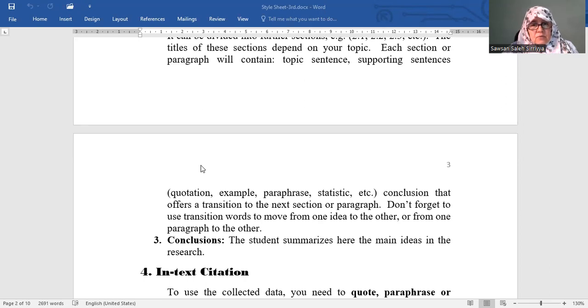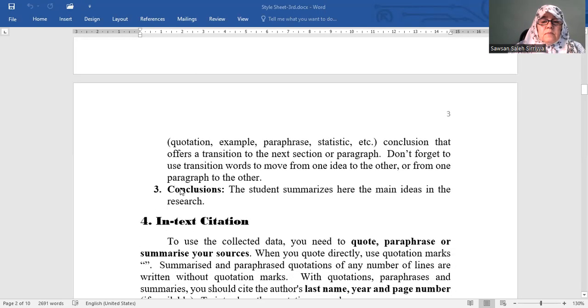And don't forget to use transition words to move from one idea to the other or from one paragraph to the other. This means your paragraphs need to be related. You need to have cohesion and coherence. How to achieve this? You can repeat certain words, you can use the pronouns, you can use the transition words in order to join the things, the data you collected.